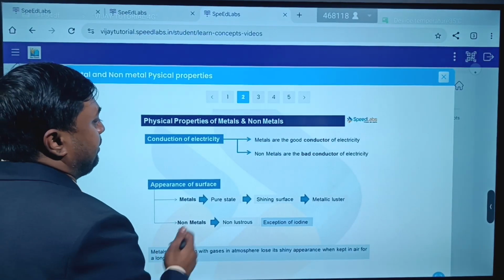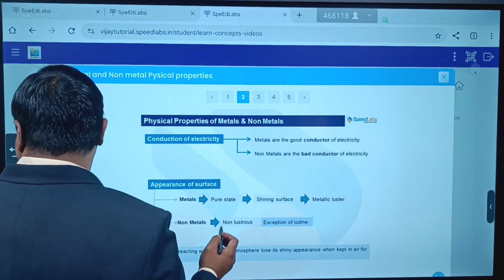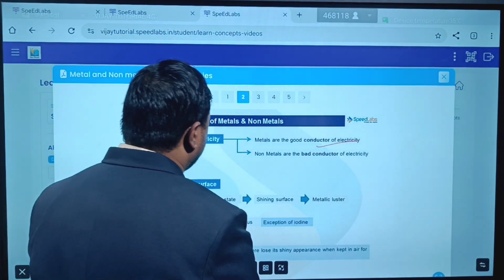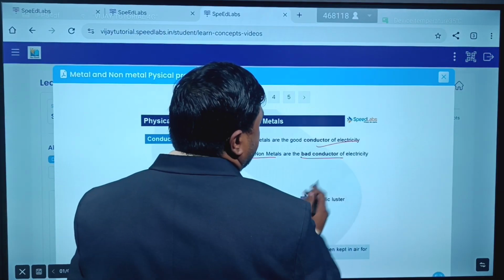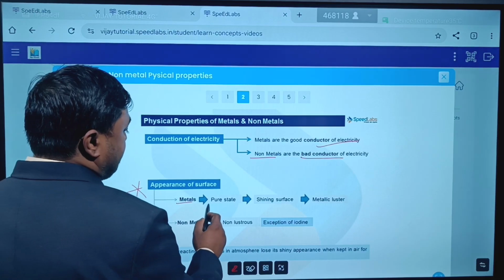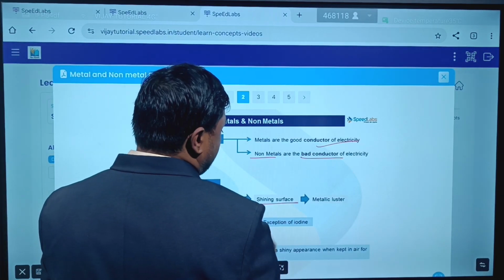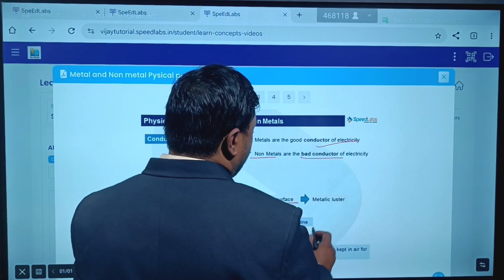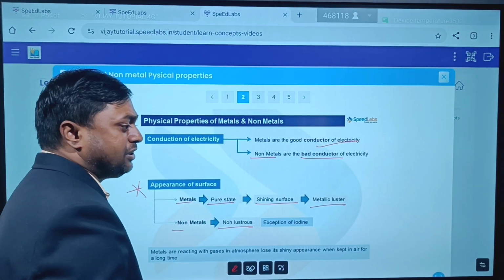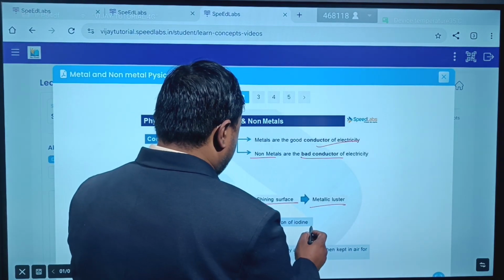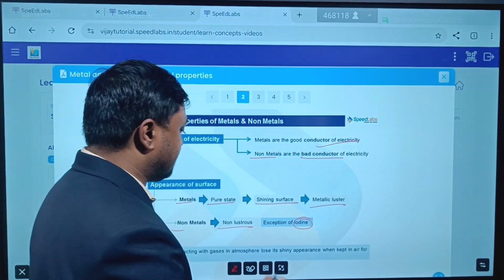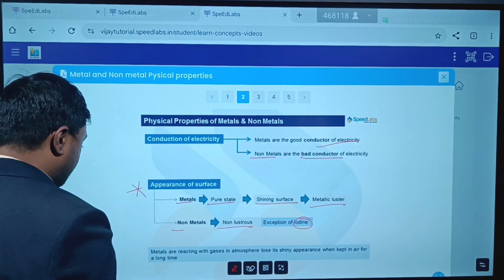Now conduction of electricity: metals are good conductors of electricity, yes or no? We have seen the wires of iron, copper, silver. Non-metals are generally bad conductors of electricity. Appearance of surface: metals in the pure state have a shiny surface, metallic luster is there, whereas non-metals are generally non-lustrous, meaning they do not have a shiny surface. Exception: iodine is there.